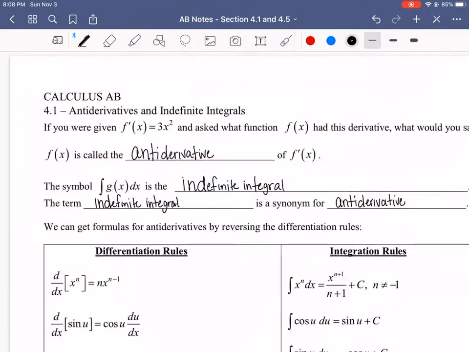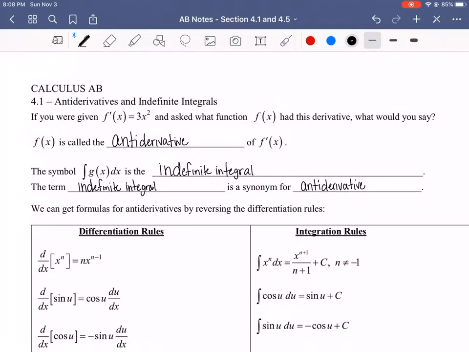So to start us off, I'm going to ask you a question. If I were to give you f prime of x equals 3x squared and ask what function f of x had this derivative, what would you say? Hopefully you said x cubed. And you may have said x cubed plus a constant. So for example, you might have said f of x is equal to x cubed plus 1. And you would certainly be right.